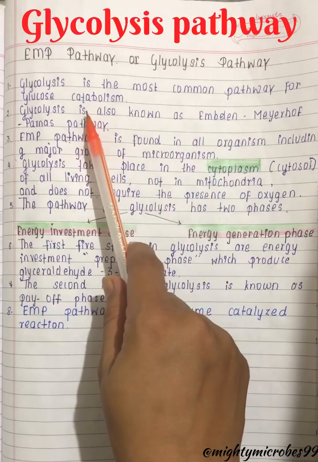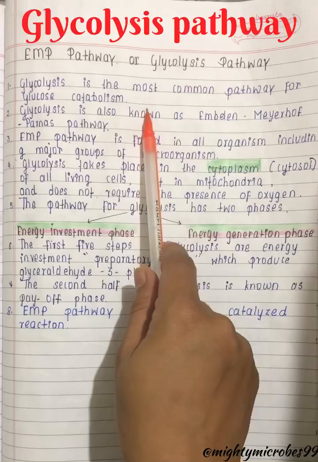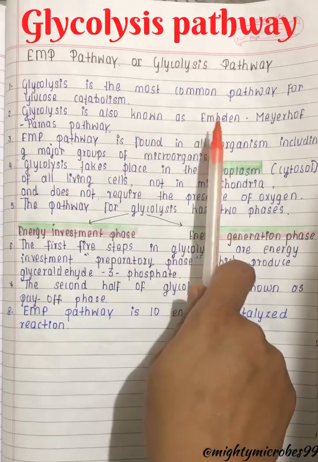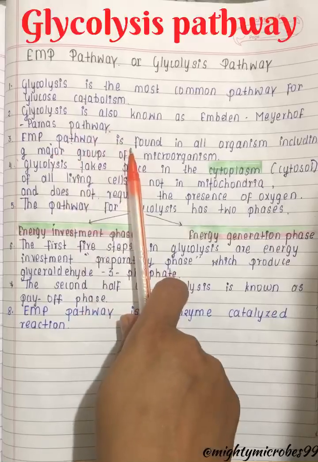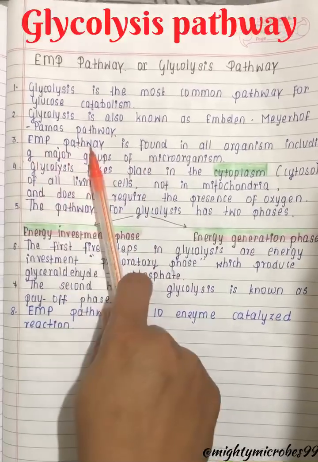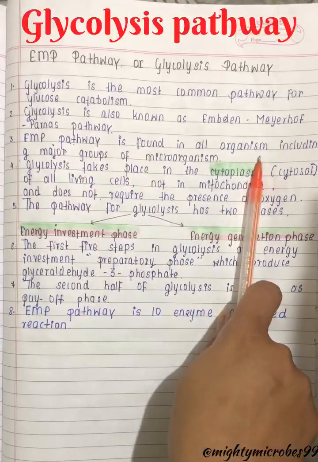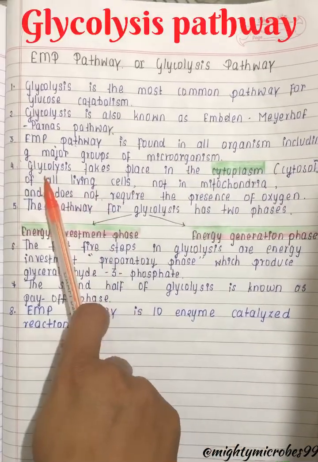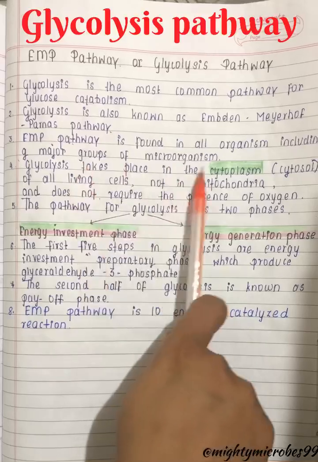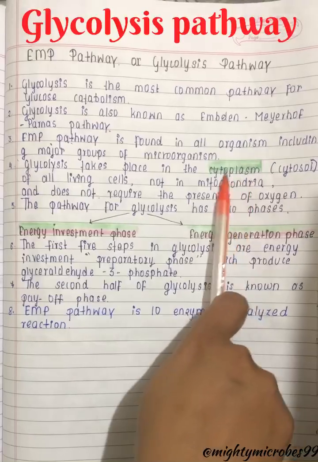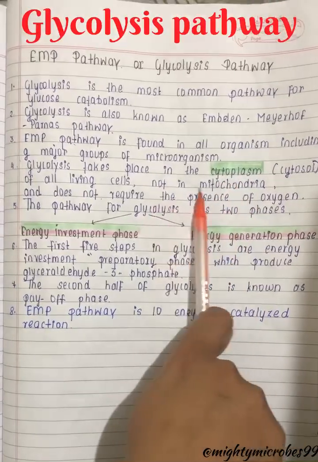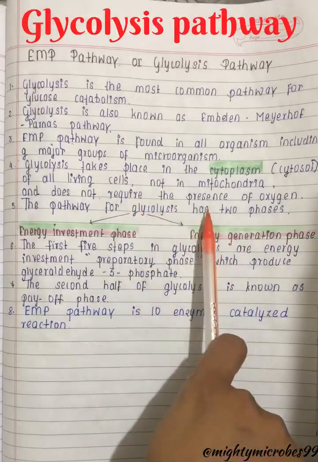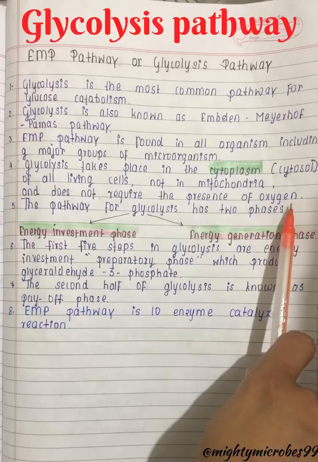In a previous lecture, I explained what catabolism is, and glycolysis is also called the Embden-Meyerhof-Parnas pathway. This EMP pathway is found in all organisms, including microorganisms. As I told earlier, glycolysis takes place in the cytosol, that is the cytoplasm, but it does not take place in the mitochondria, and it does not require the presence of oxygen.